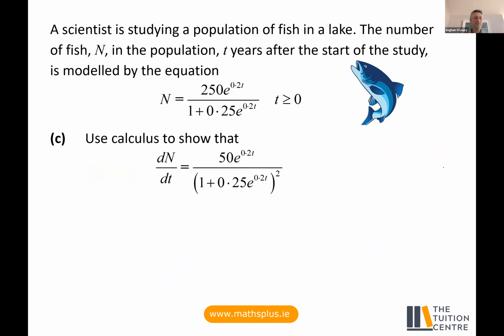Use calculus differentiation to show that dn/dt is equal to, we see what it's equal to here. So what am I going to do? Well, I can see my function, and obviously it's a quotient, it's a fraction. So I'm going to call the top u, I'm going to call the bottom v. It looks a little bit tricky.